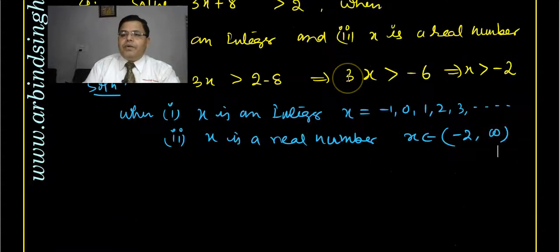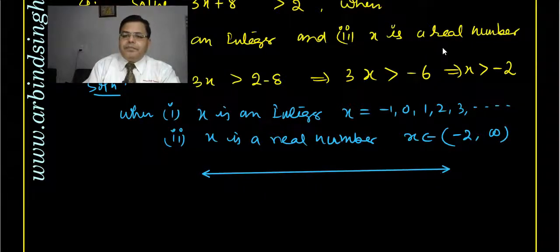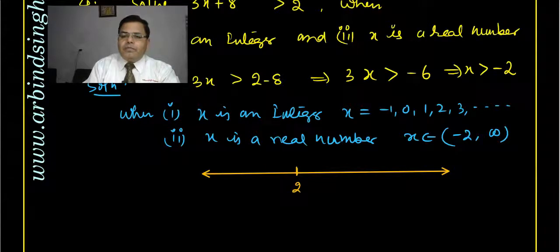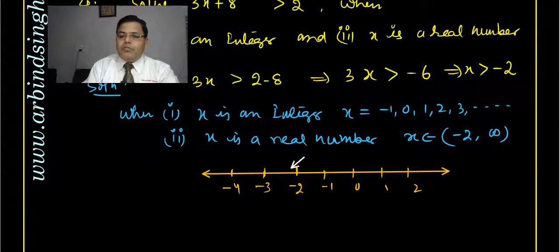If you want to know how it can be represented on the number line, you can draw it like this. This is your number line. On it, this is 0, 1, 2, and to the left minus 1, minus 2, minus 3, minus 4. The solution is from greater than minus 2 over to infinity. So on the number line you can represent it like this, from here to here.